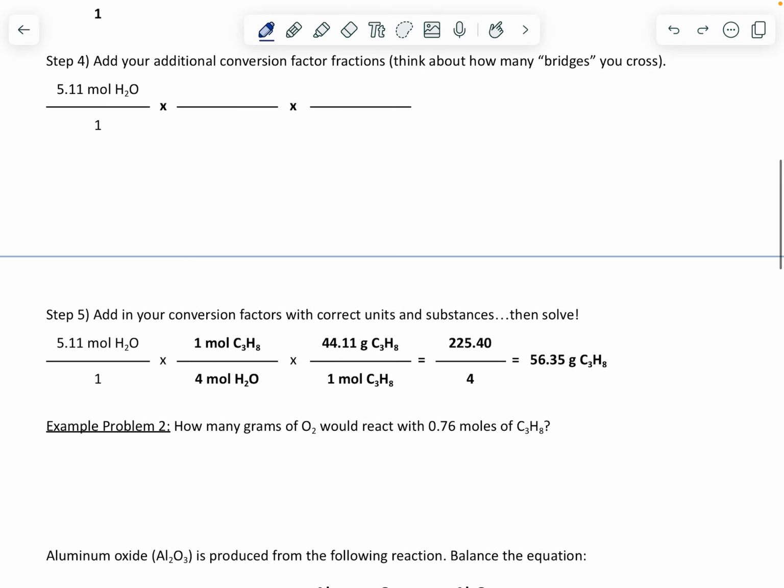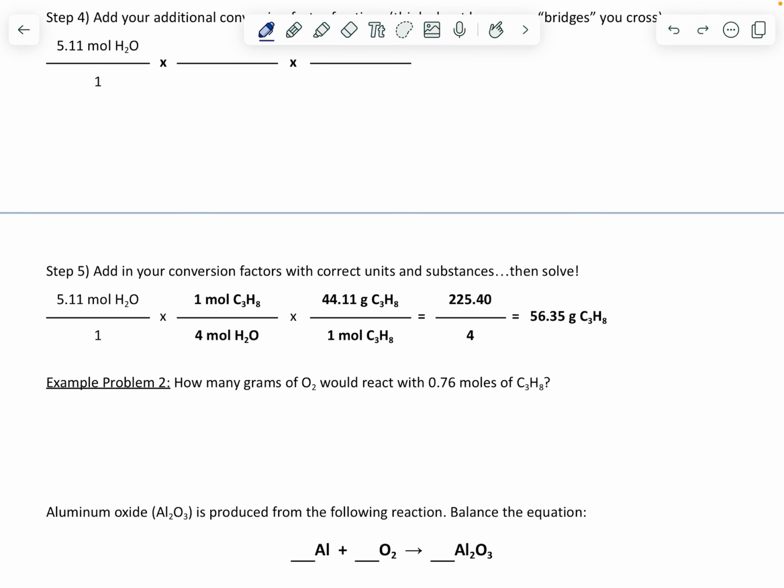So then we do the last step, and then we just plug everything in. Noting that when we go from A to B, this is where we use the coefficients, right? This is where we use the balanced equation. All right.